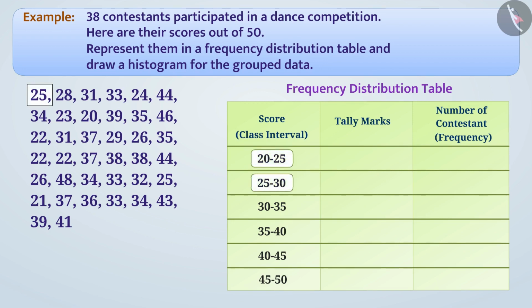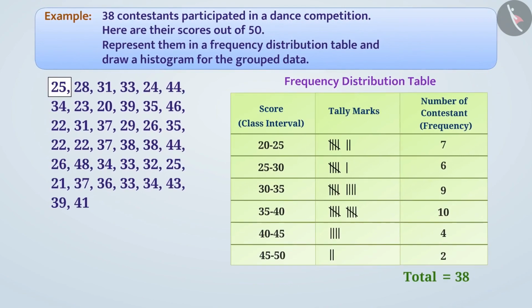Keep in mind that common observation will always be included in the higher class interval. So, 25 will be represented in the class interval 25 to 30. In this way, we will create tally marks for all numbers. After this, we will count the tally marks from which we will find the frequency of the class interval. We will mark it in the third column. In this way, we have made a frequency distribution table.